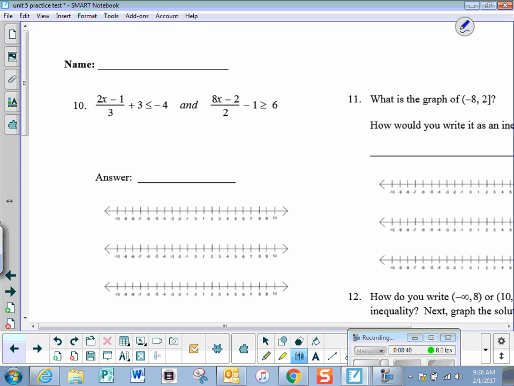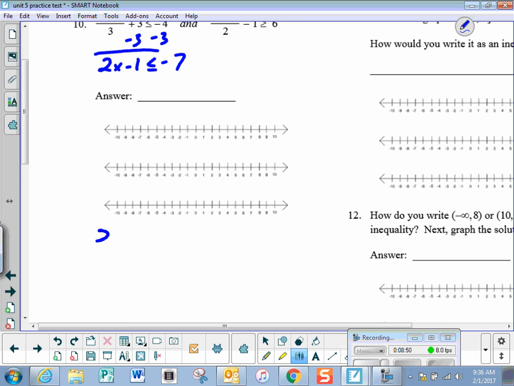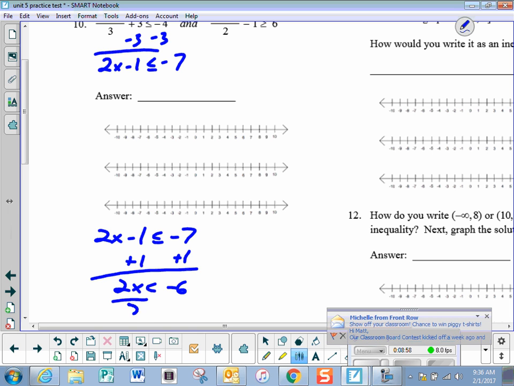Okay, so on this one, we have an and, so we need to subtract 3 from both sides. So 2x minus 1 is less than or equal to negative 7. And I'm going to continue down here. 2x is less than or equal to negative 6. Divide by 2, x is less than or equal to negative 3.